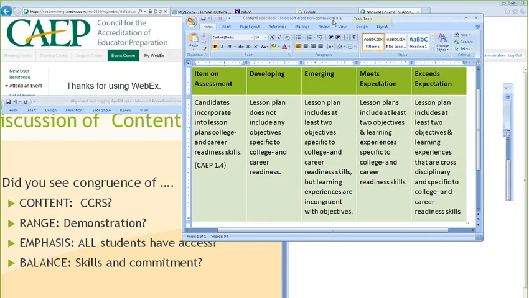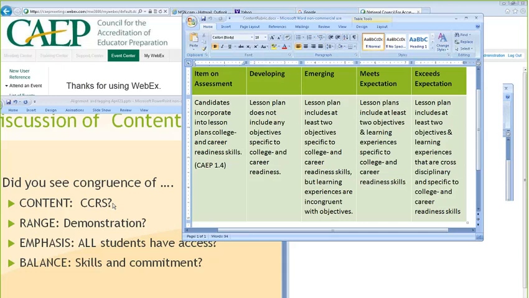And if you remember, the component talks about candidates' demonstration of skills and commitment for all P-12 students, access to career and college readiness. So here, what we're seeing is incorporating into a lesson plan college and career readiness skills. So do we see that that's included? Well, I think yes, we're seeing that they're including content and career readiness skills in terms of their planning.